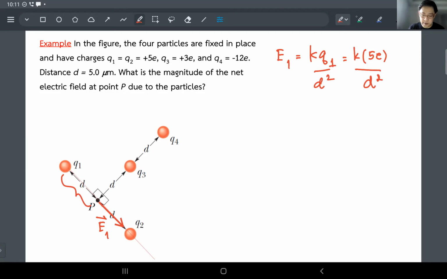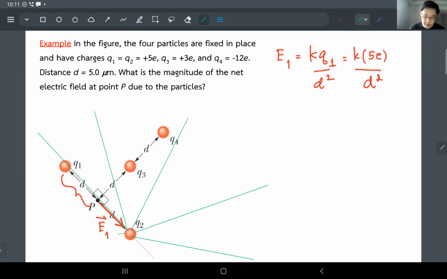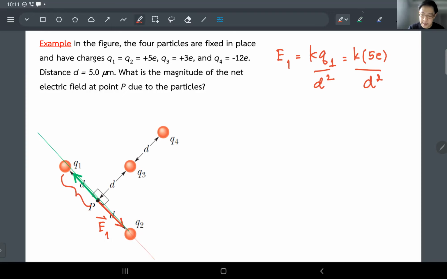Once again, Q2 will generate an electric field everywhere around it, coming out of it. Because Q2 is positive, the electric field will be diverging out from Q2. But what we want is just the electric field at the location of P. So once again, at P, it will have an electric field pointing out. You guys with me? So far so good. I'm going to name this electric field E2. I put a vector arrow on top.